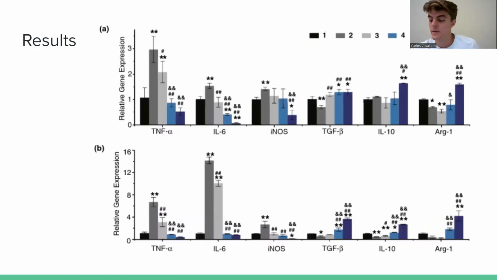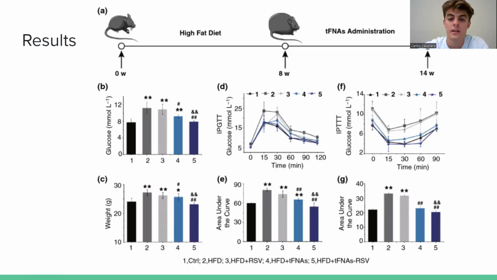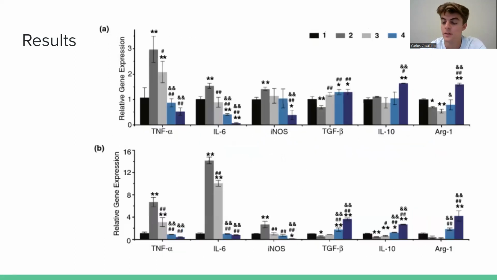So moving on, just one more point about that last slide. Basically, what we can see here is that the tFNA RSV infusion did help to improve insulin sensitivity in that group 5 of mice. So moving on, this talks about the macrophage polarization in the adipose tissue, which is the fat tissue of the mice.